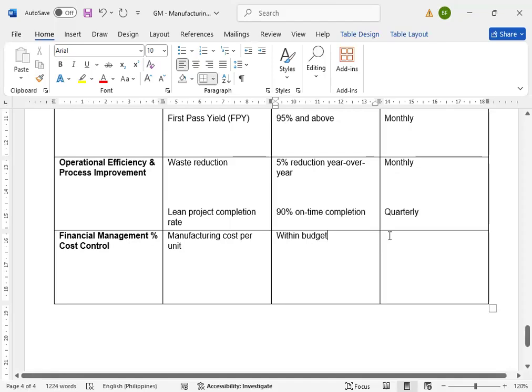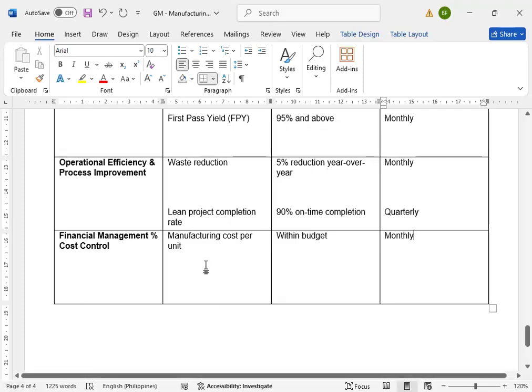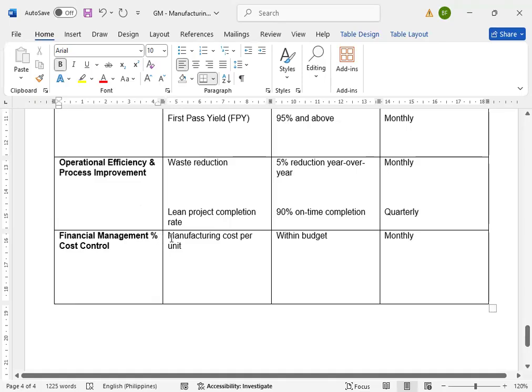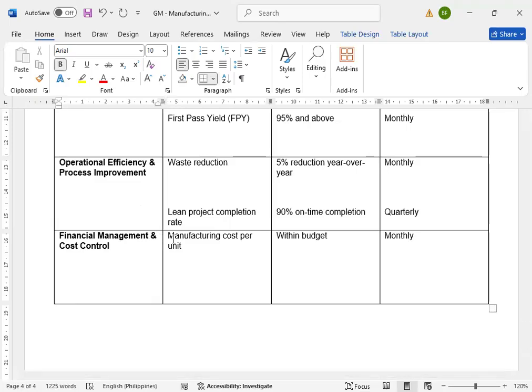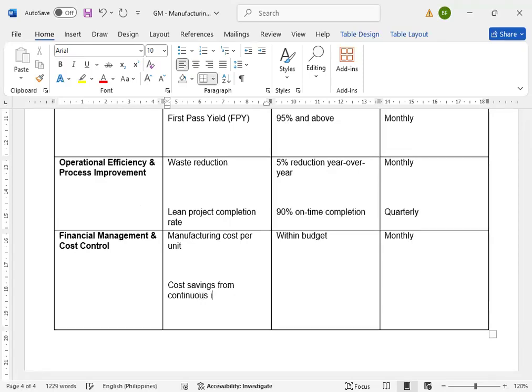Then he is doing this monthly. You're going to be doing this monthly. And another important one: finance and management and control. This is not percent; this should be N. Okay. All right. So it should be cost savings from continuous improvement.